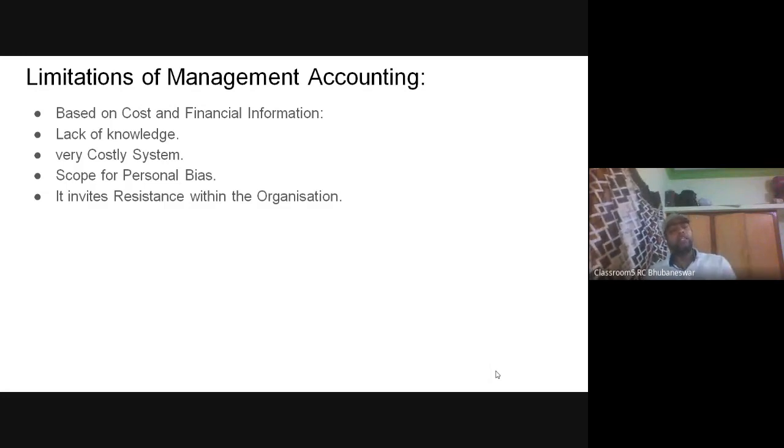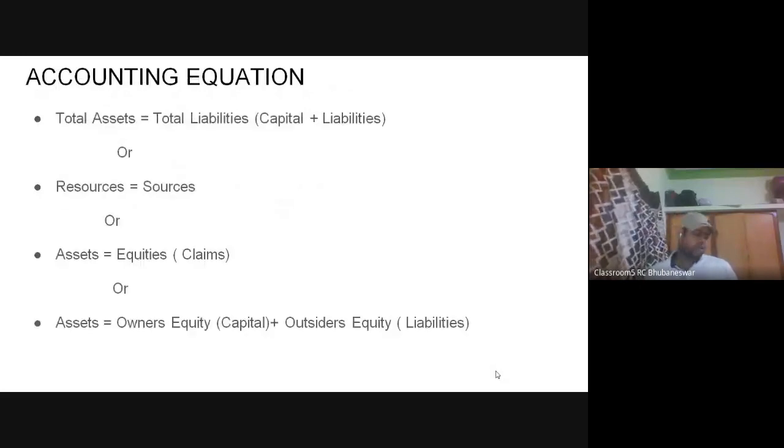So if this is seen and it happens there, then it becomes a limitation. It will mean demoralizing the employees. So these are the various limitations existing in management accounting. Next is the accounting equation part.